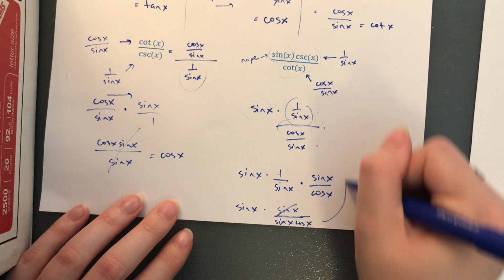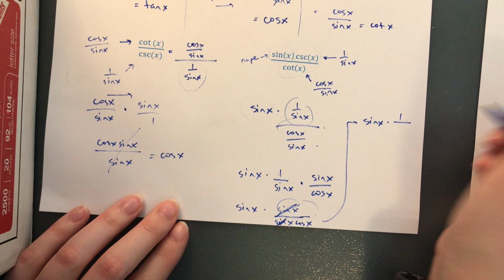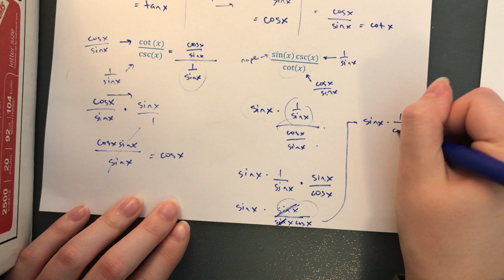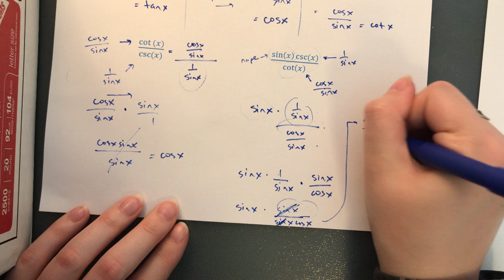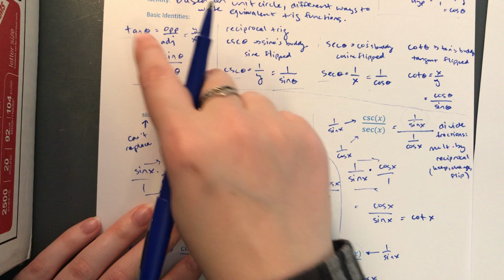So I'm going to come up here and continue. I've got sine x times, if there's nothing left on top, that's not zero, right? The sine's canceled. What's left on top is 1 over cosine x. And so then your last step, put sine over 1, and you can multiply these together. So multiply across, sine times 1 is sine x over 1 times cosine is cosine x. And we know that sine over cosine is tangent. So we get tangent x.